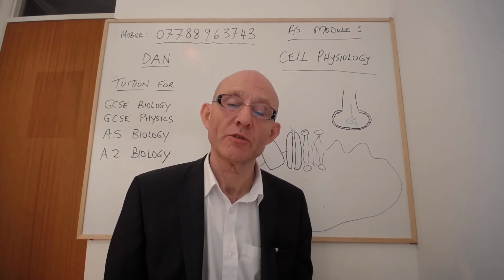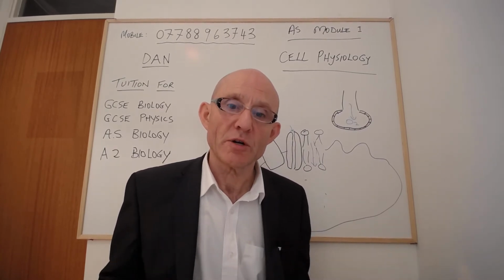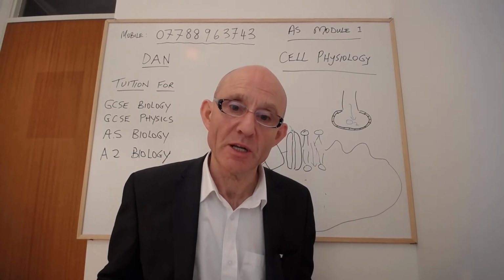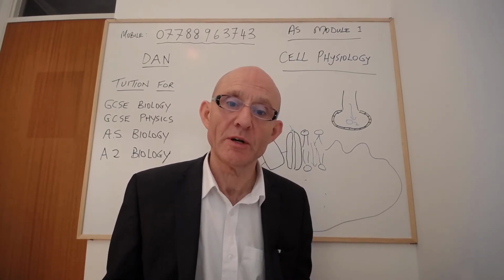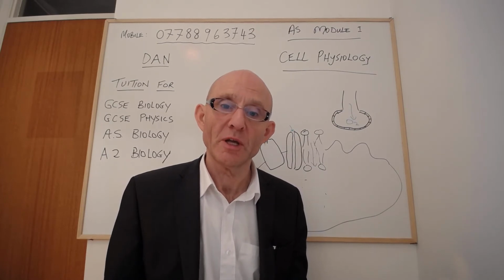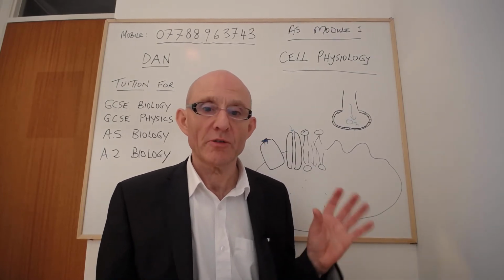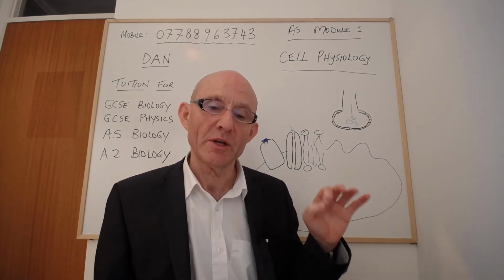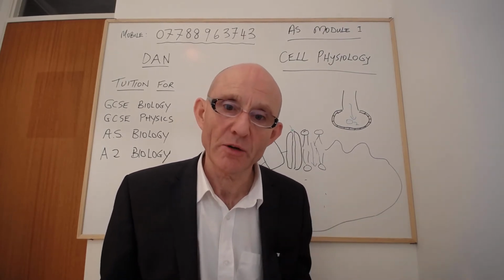An active process is where the cell has to contribute something, in this case energy, in the form of ATP, which is an energy molecule. So active transport is against the concentration gradient. It will move substances across the membrane, even if the substance is moving from a low to a high concentration.